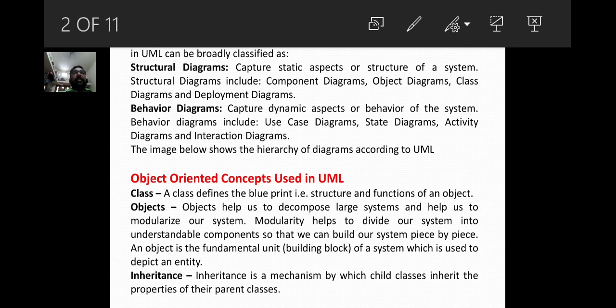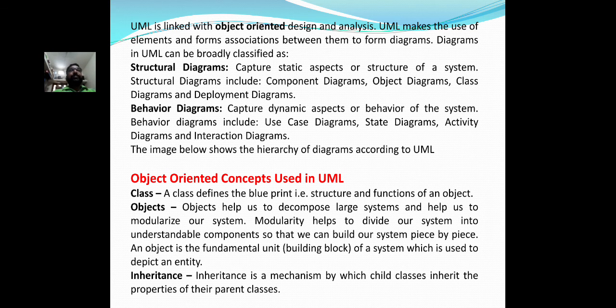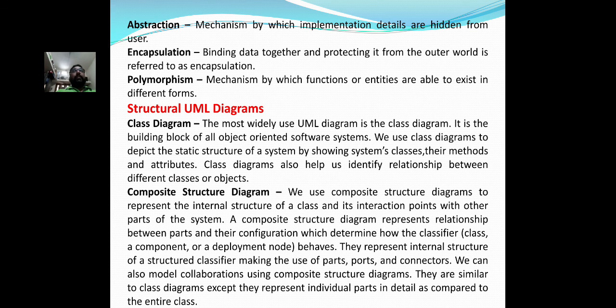Inheritance is a mechanism by which a child class inherits the properties of its parent class. Abstraction is a mechanism by which implementation details are hidden from users. Encapsulation: binding data together and protecting it from the outer world is referred to as encapsulation. Polymorphism is a mechanism by which functions or entities are able to exist in different forms.